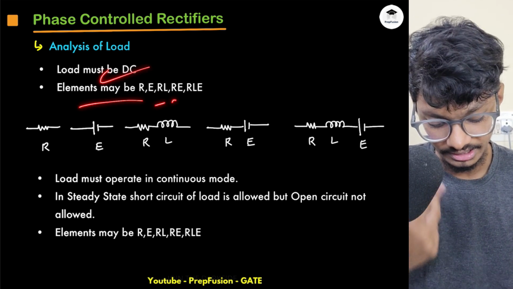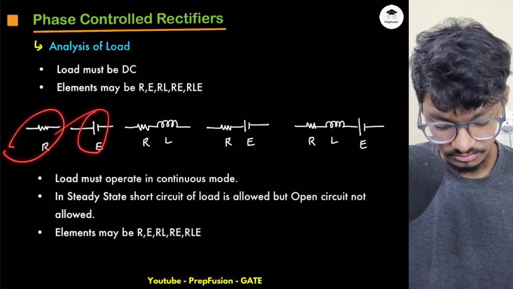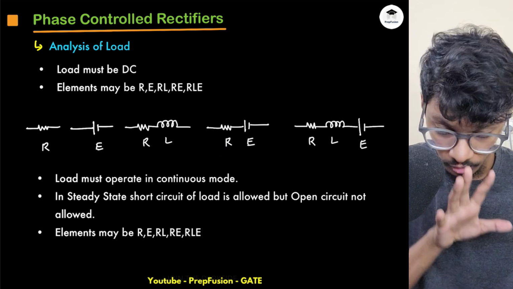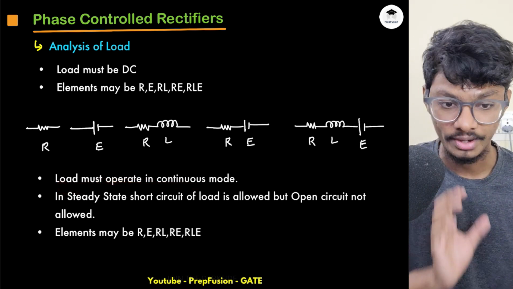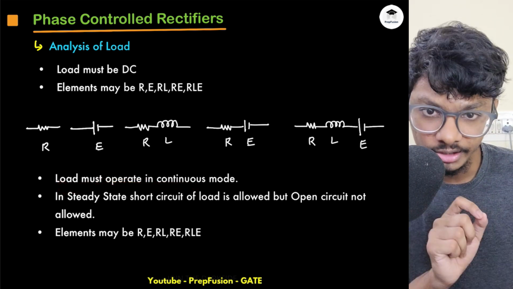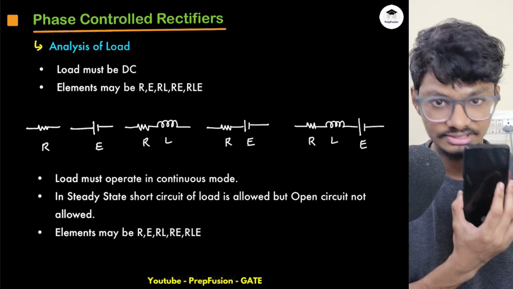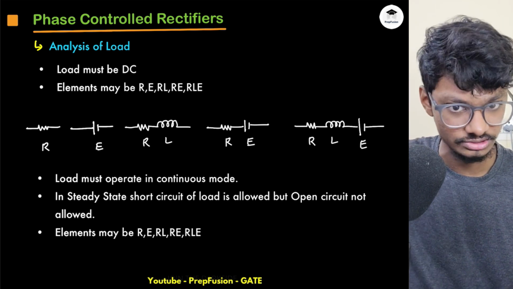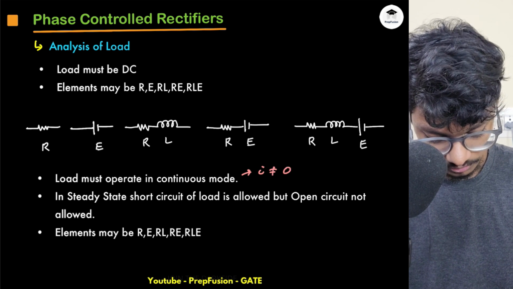Elements may be R, RL, RE, RLE. Okay, these elements are there. What is R? R is resistance. E is the battery. RL is R with L, and RLE is R, L and E. We analyze all these loads with different converters. Load must operate in continuous mode. What do I mean by continuous mode? Because I'm in DC, and DC doesn't like zero current. We want to operate in continuous mode. Here continuity doesn't mean a continuous graph. It means that my current will not be equal to zero.